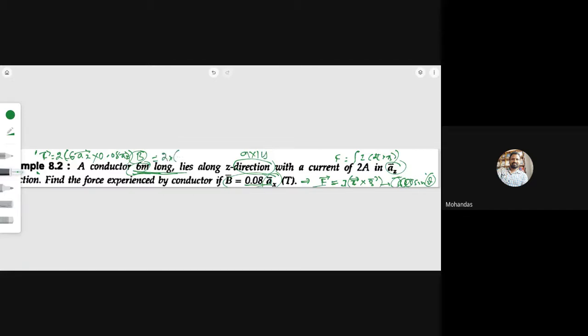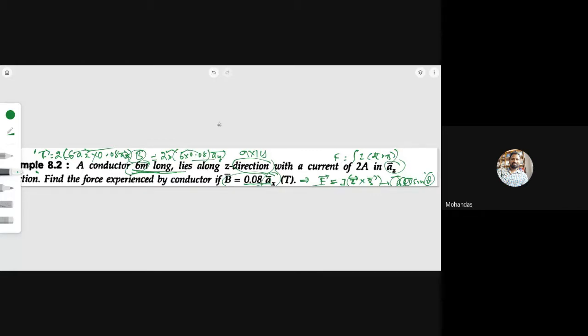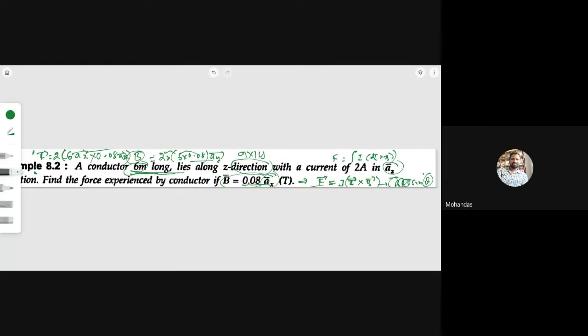Okay? Then which is equal to 2 into, you have to do the cross product of both. 6 into 0.08 into az cross ax. What is the az cross ax? ay, sir. ay. Okay, then the total value is 2 into 6 into 0.08 ay. Now do it, it is a simple problem.